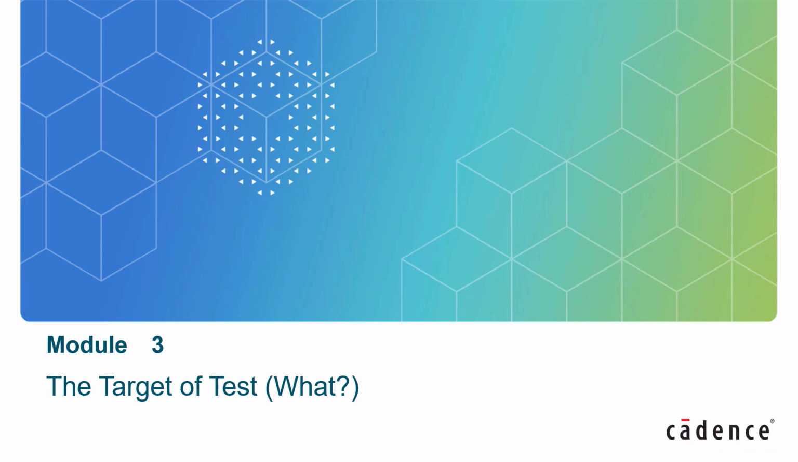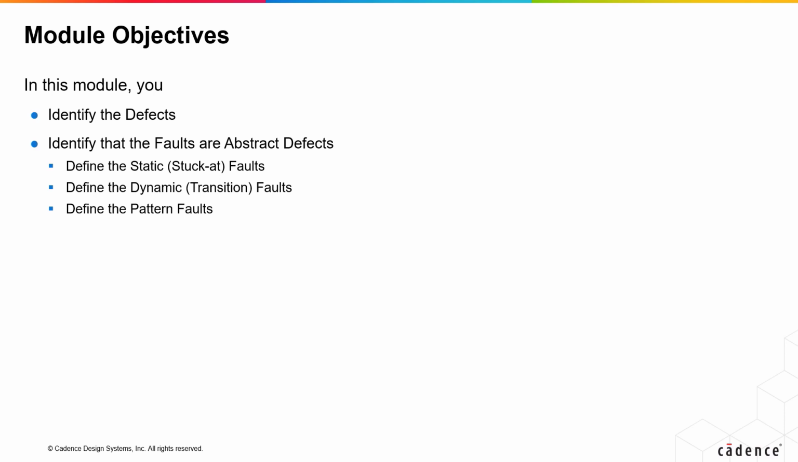Module 3, the target of test. In this module, we will cover different types of manufacturing defects that can arise in electronic devices. We will identify that these faults are abstract defects, and then define the two main categories of fault models: static, stuck-at, fault model, and dynamic, transition, fault model. Finally, we'll discuss pattern faults and how they can impact the performance of electronic devices.